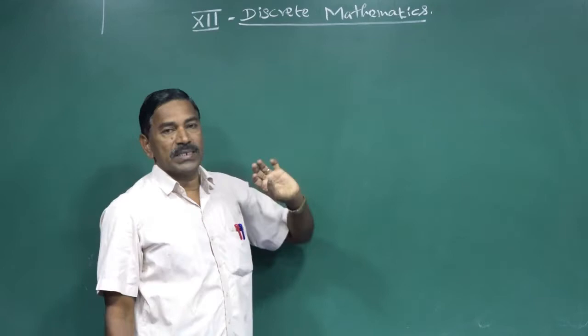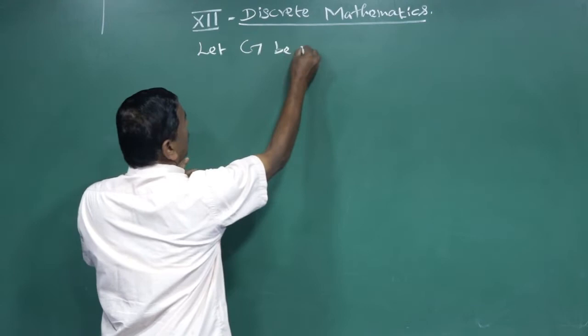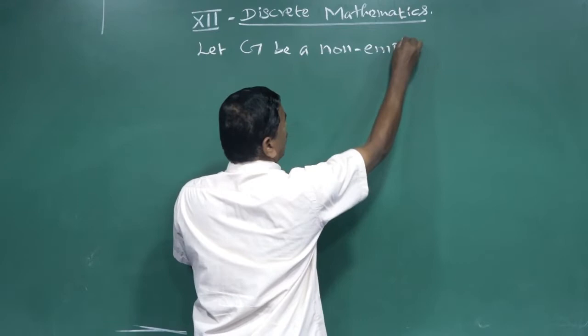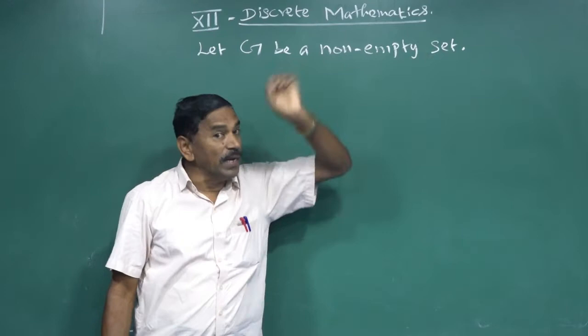Listen to the definition. First definition: let G be a non-empty set. Can you tell me what is meant by a non-empty set? Very good. That set should contain at least one element.